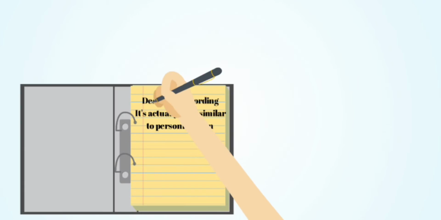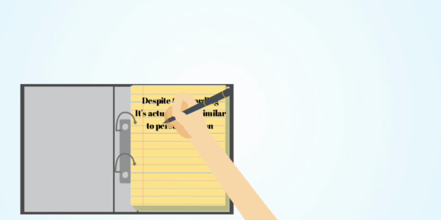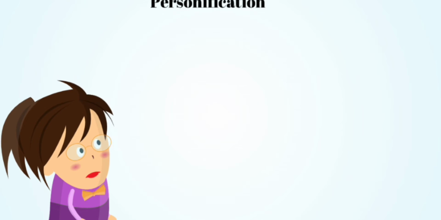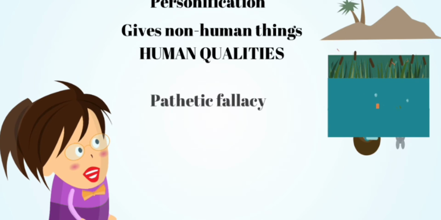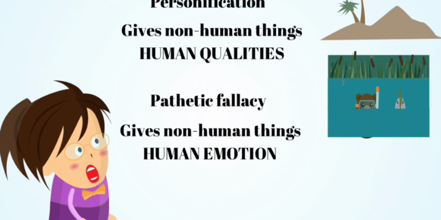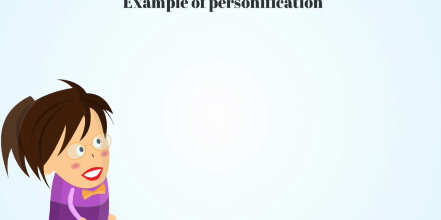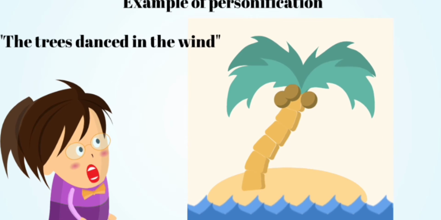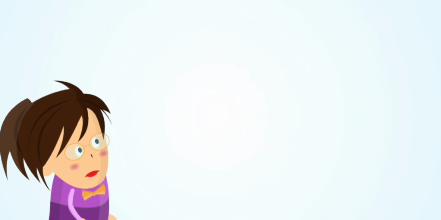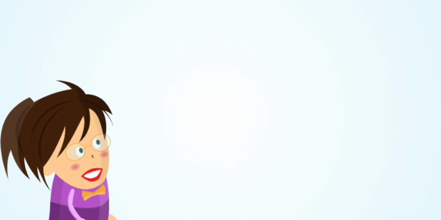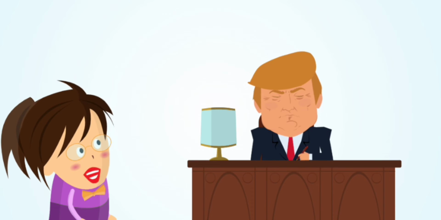Pathetic fallacy. Despite the wording, it's actually very similar to personification. While personification gives non-human things such as trees or the sea human qualities, pathetic fallacy gives human emotion to non-human things. So that you can tell the difference between the two, an example of personification would be the trees danced in the wind, while pathetic fallacy would be more like the cruel sea. Authors often use this to show characters' moods or to add an atmosphere to their writing.